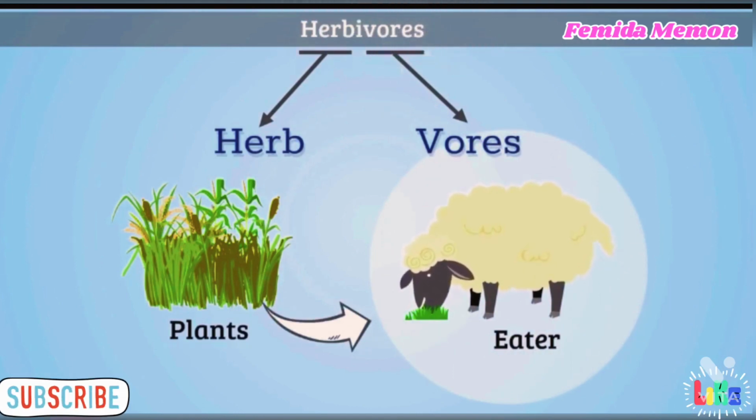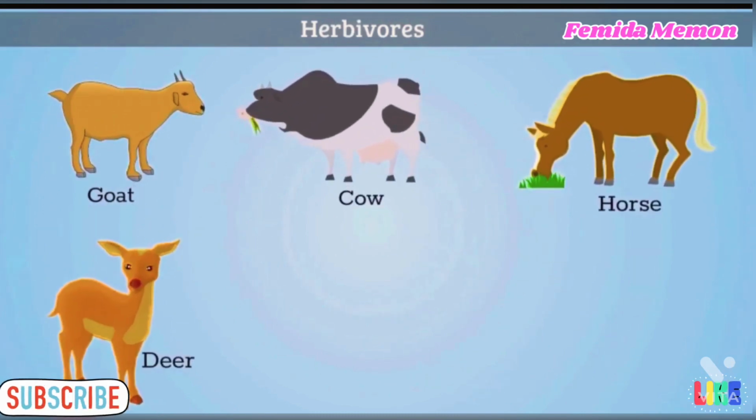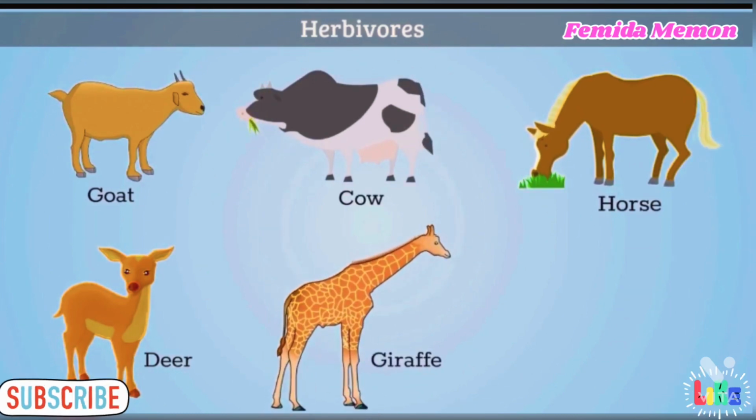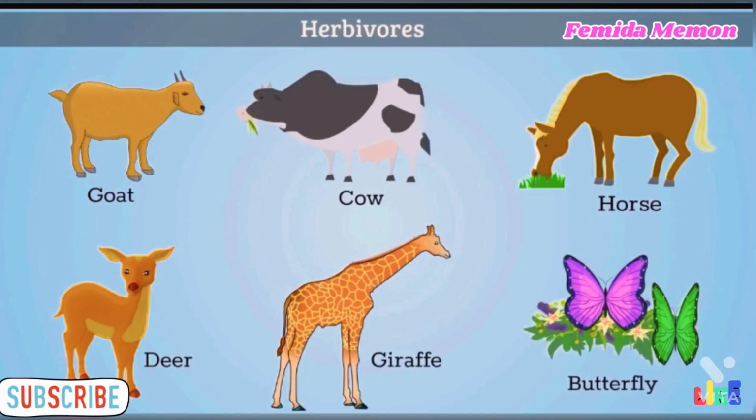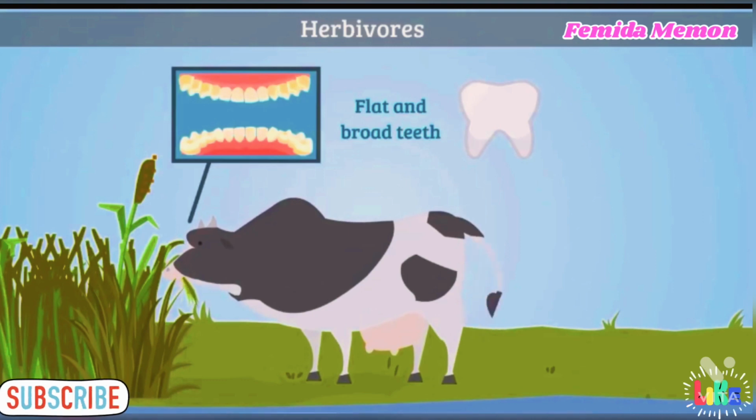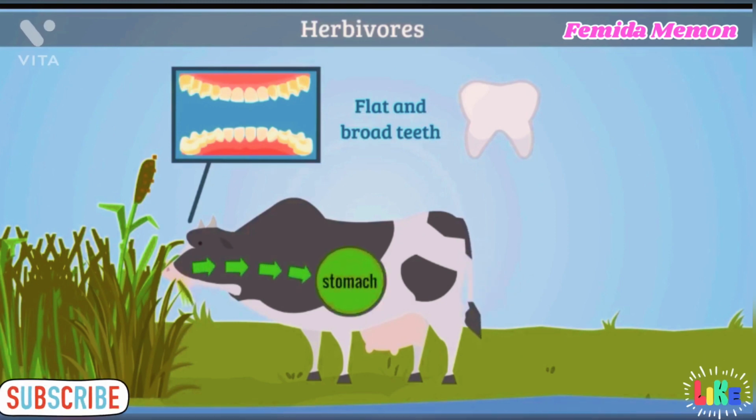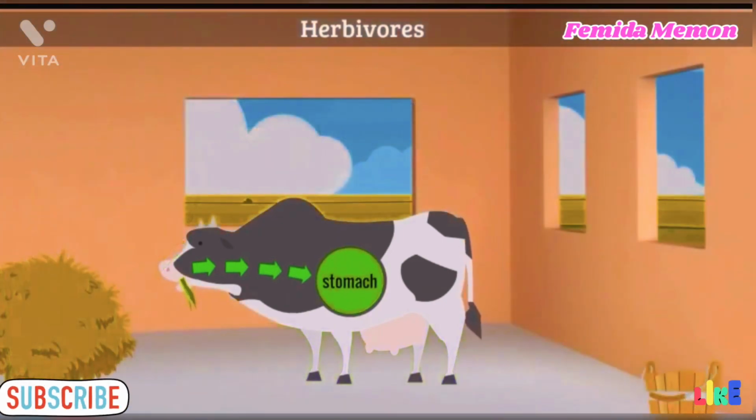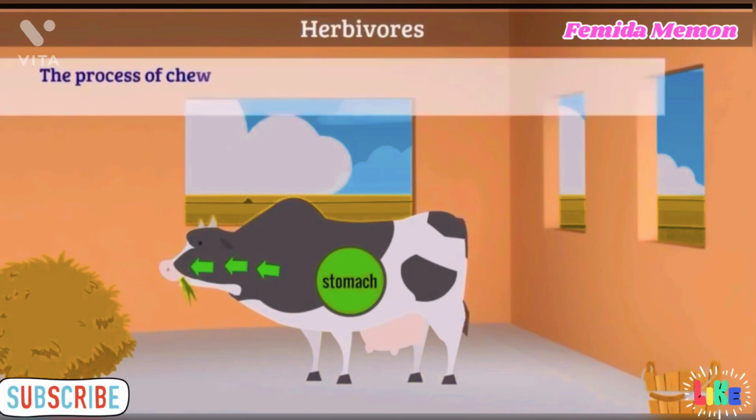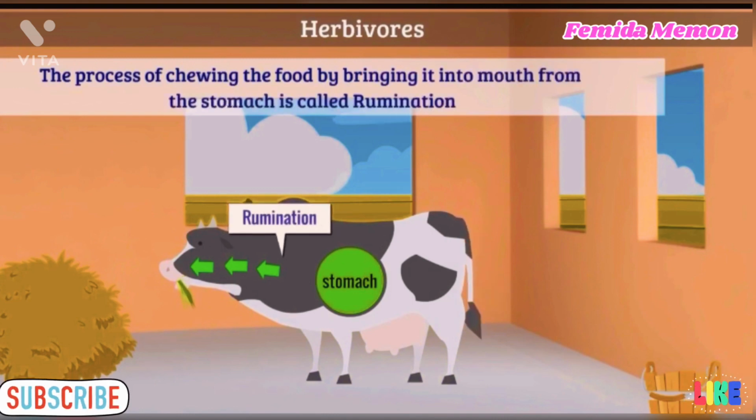Examples are goat, cow, horse, deer, giraffe, butterfly, etc. They have flat and broad teeth which help them to pull the plants and grind them. These animals first eat food and fill their stomach. When they are relaxed, they bring the food back into the mouth for chewing it properly. The process of chewing the food by bringing it into the mouth from the stomach is called rumination.